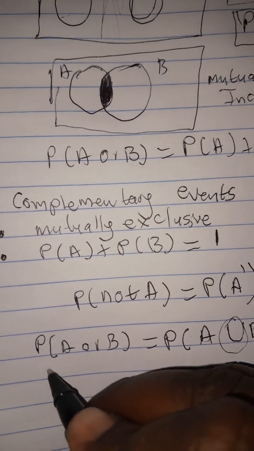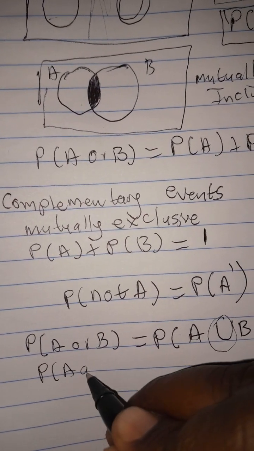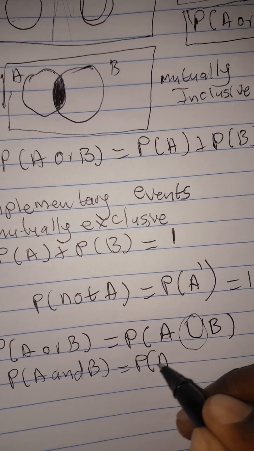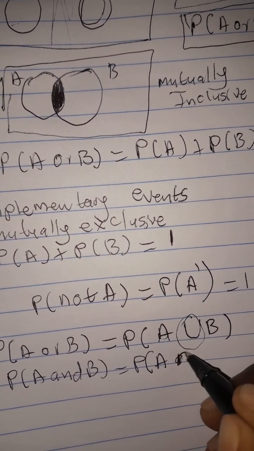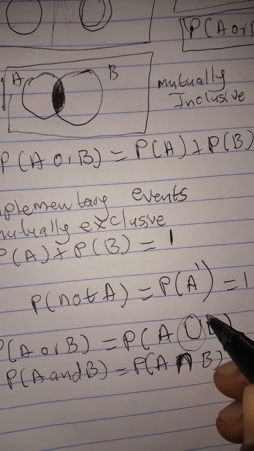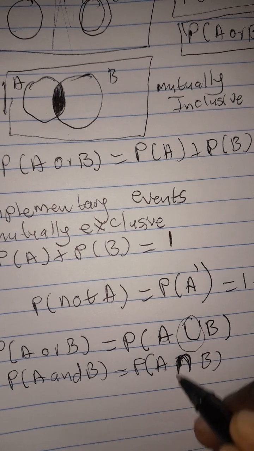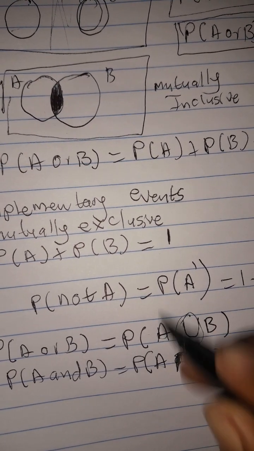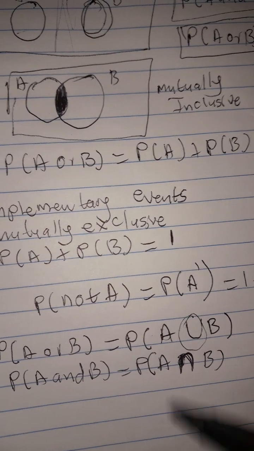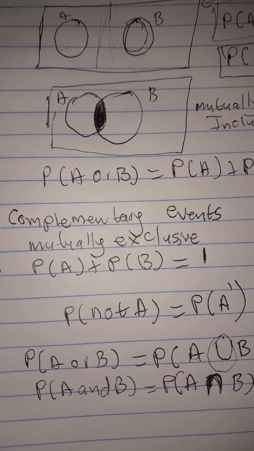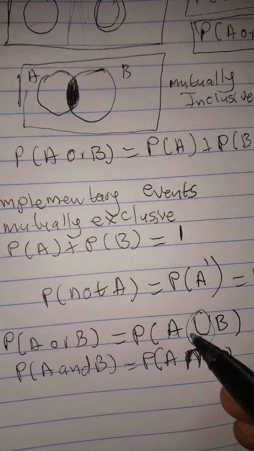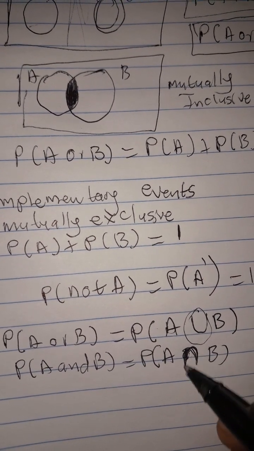Another one, the probability of A and B can also be represented as the probability of A, and this one will be the sad face, and B. So remember your smiling curve and the sad curve. These are the symbols that you need to know for probability, especially when dealing with addition rules. So sometimes they can use the symbol. This represents or, and this represents and.